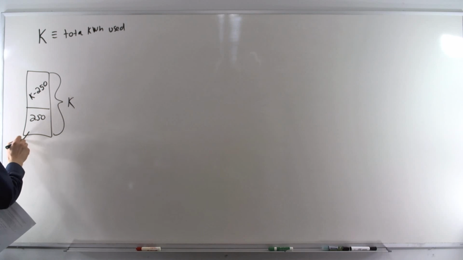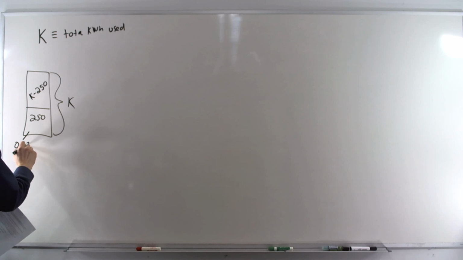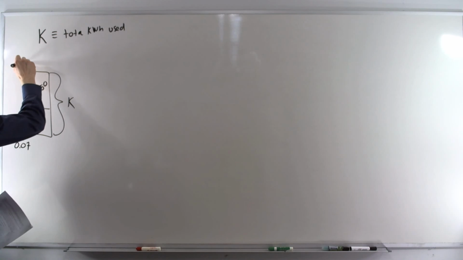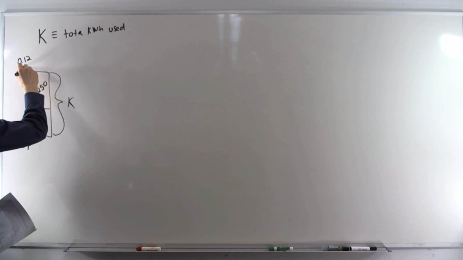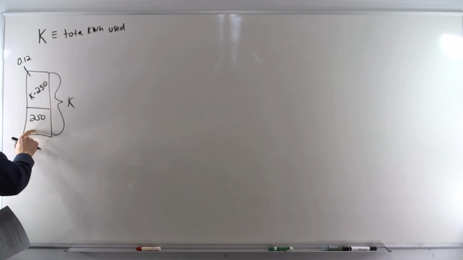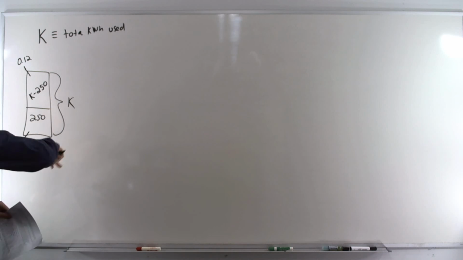Now the rate here is going to be 0.07 per kilowatt hour, and up here we're spending 0.12 per kilowatt hour. So there's the charges for the two different amounts of kilowatt hours. So we're going to need to add these two sections of the bill together to get the total bill.